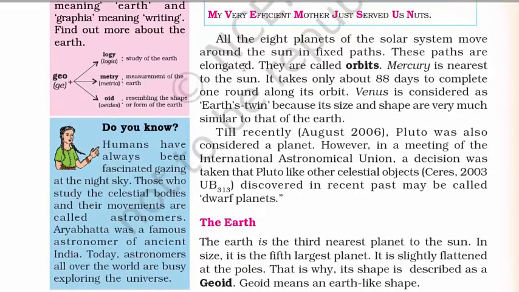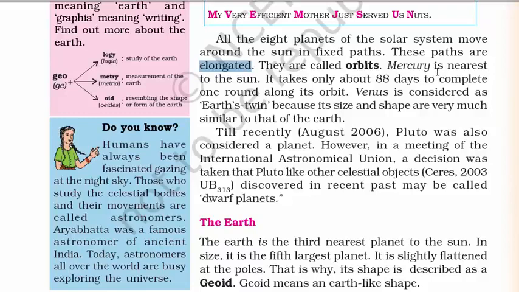Anyways, moving on, all the 8 planets of the solar system move around the sun in fixed paths. Yeah, we all know that all the planets move in a fixed path. These paths are elongated. Remember this. So if a question is asked, how does a planet move around the sun? It's in an elongated manner, something like an oval. They are called orbits.